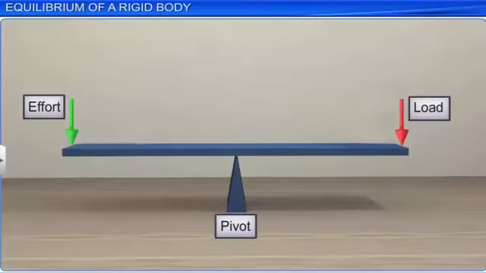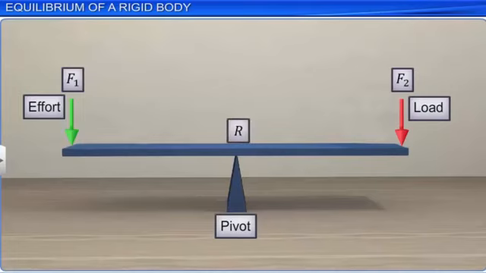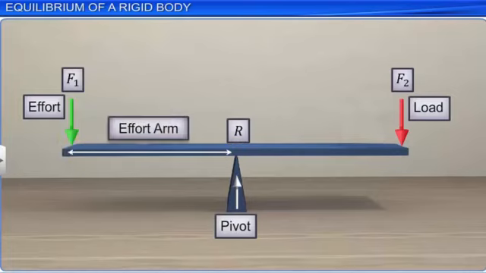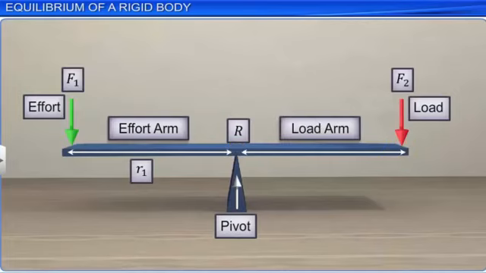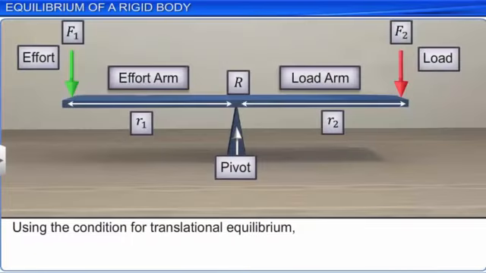Let the effort F1 and load F2 be the 2 forces acting on the lever perpendicularly in the downward direction, and R be the force exerted by the pivot in the upward direction. The distance between pivot point and the point of application of effort is called the effort arm, R1. The distance between the pivot and the point of application of load is called load arm, R2. The lever is in translational equilibrium. R minus F1 minus F2 is equal to 0.